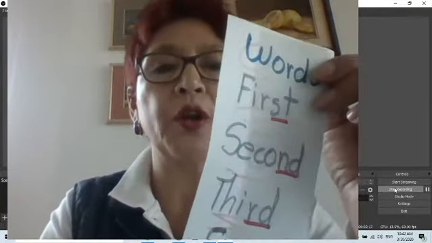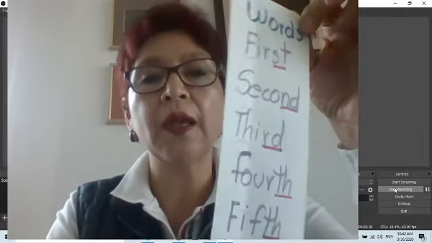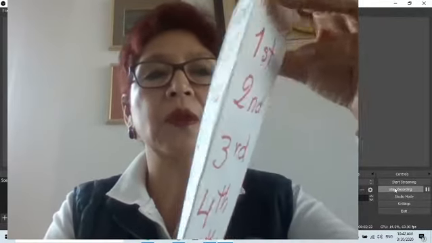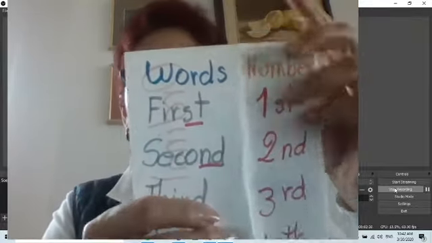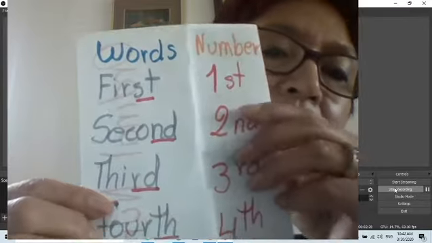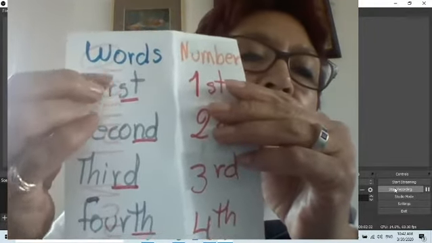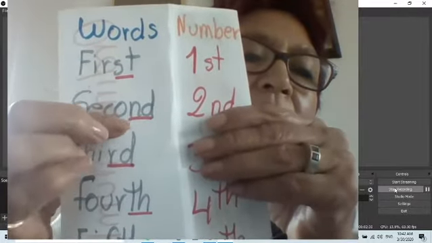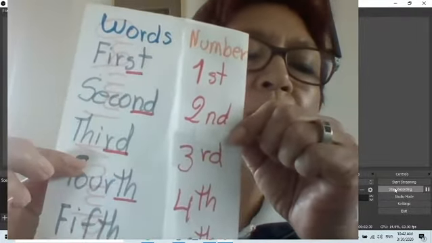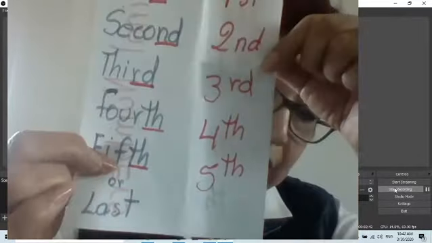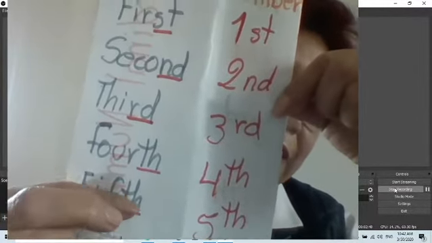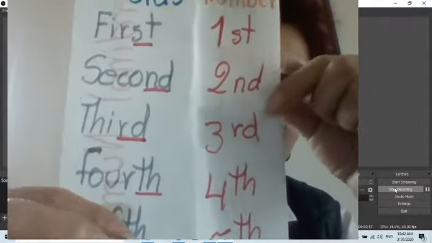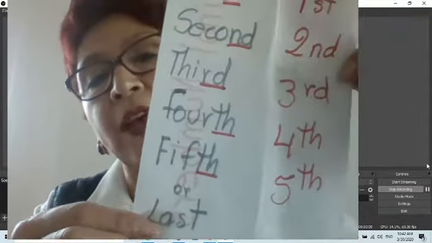Here we have words and numbers. Okay, let's see now. Here we have the ordinal numbers in words. We have first, second, third, fourth, fifth. And because we're talking only about up to fifth, solo hasta el número fifth, hasta el quinto puesto, we always say last, porque el fifth ahorita es el último. Pero siempre que es el último se dice last. ¿Ya? Como hablamos solo de cinco, fifth is last.